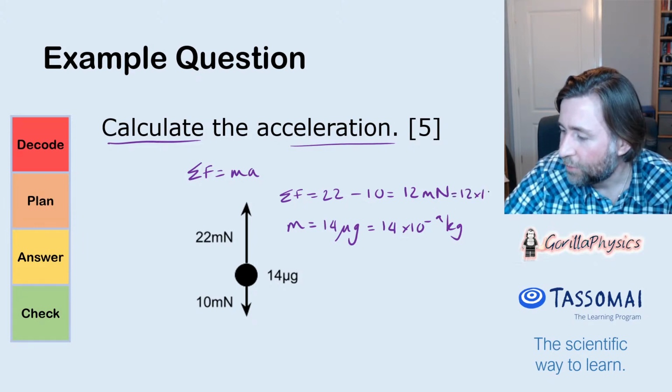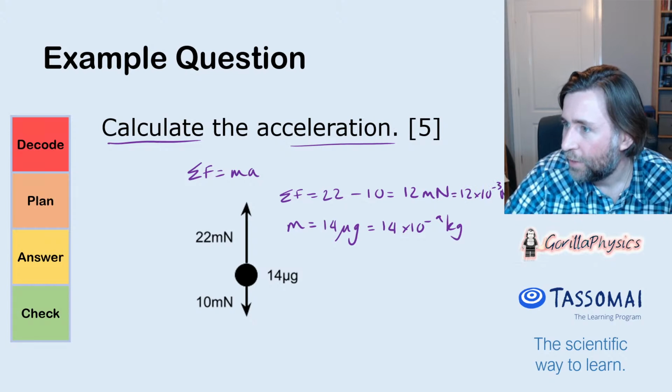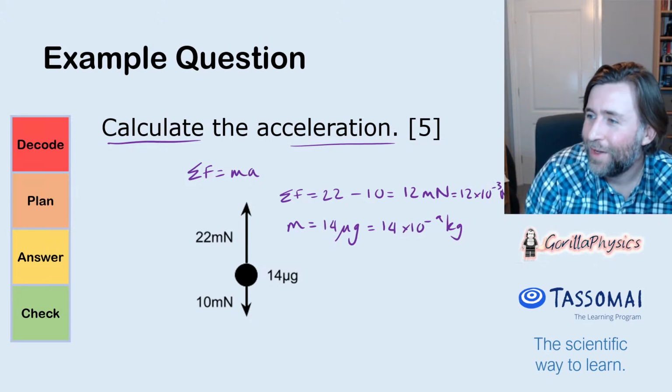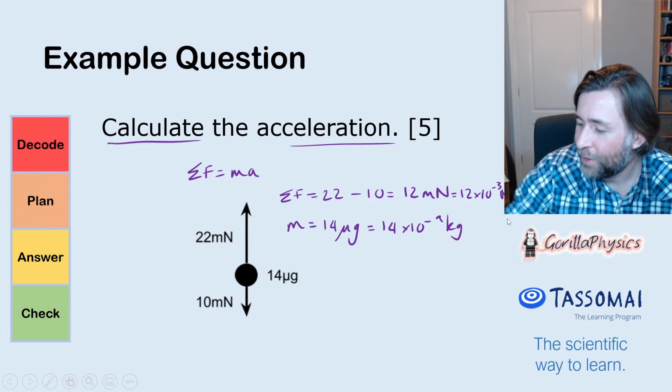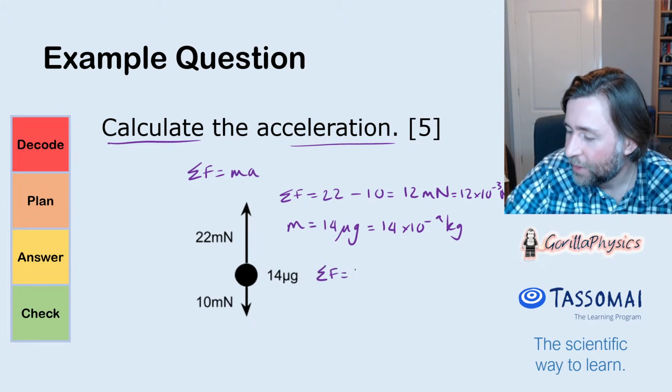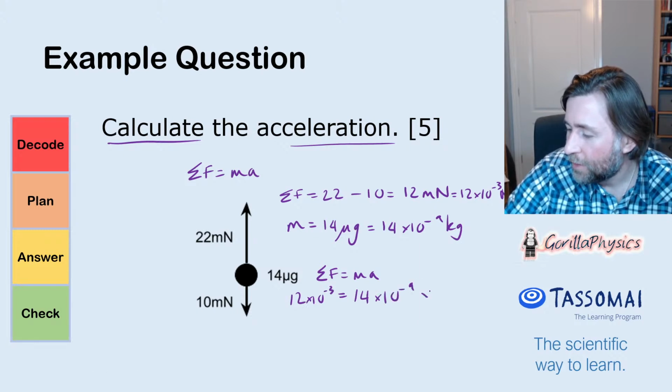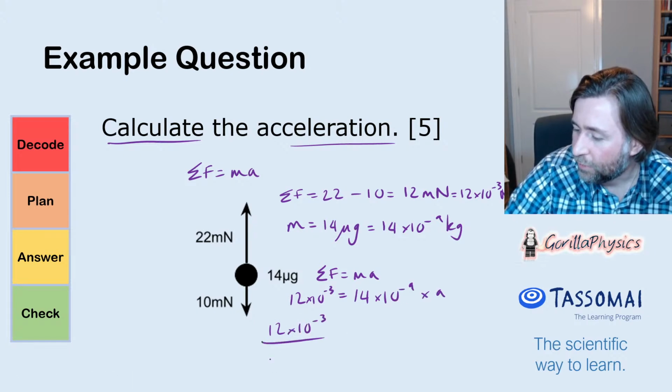12 times 10 to the minus 3. Okay, kind of gone off the edge there. Now we can put our numbers in the equation. Again though, even though it's pretty tricky, we're still using that same methodology of putting the numbers in where they go. 12 times 10 to the minus 3 is the force. The mass is 14 times 10 to the minus 9 times by the acceleration. Now rearrange: 12 times 10 to the minus 3 over 14 times 10 to the minus 9.